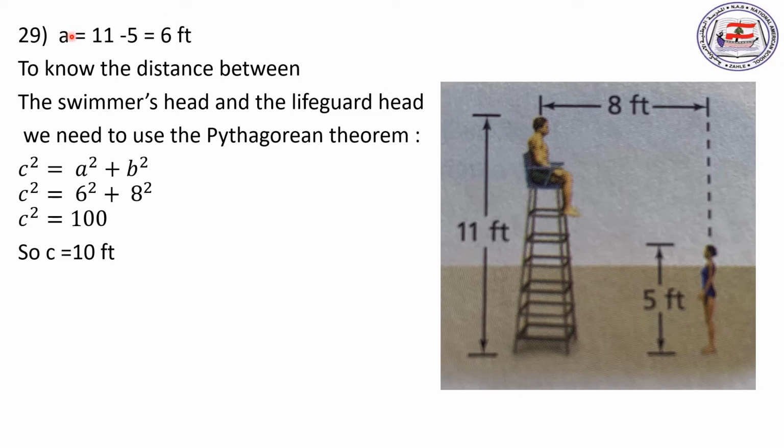Now we can calculate the distance between the two heads, represented by the hypotenuse of the right triangle. Using the Pythagorean theorem, c squared is equal to a squared plus b squared. So c squared is equal to 100. Hence, the distance between the two heads is equal to 10 feet.